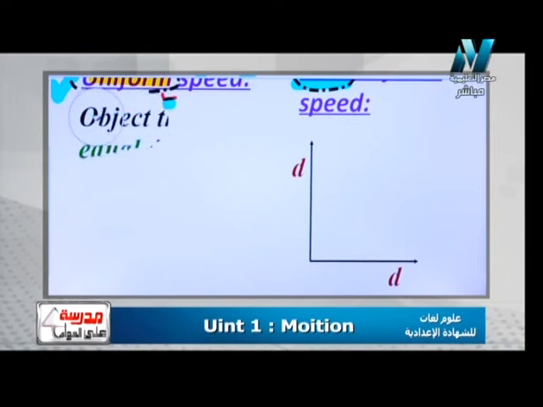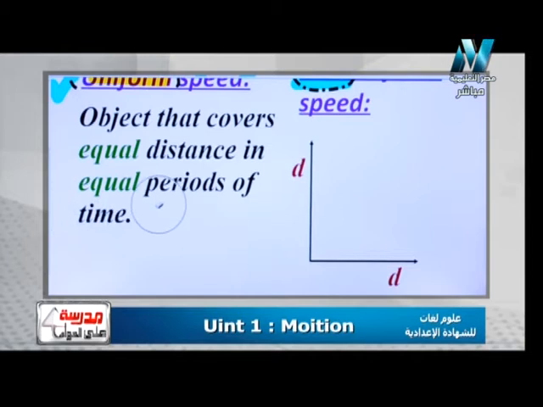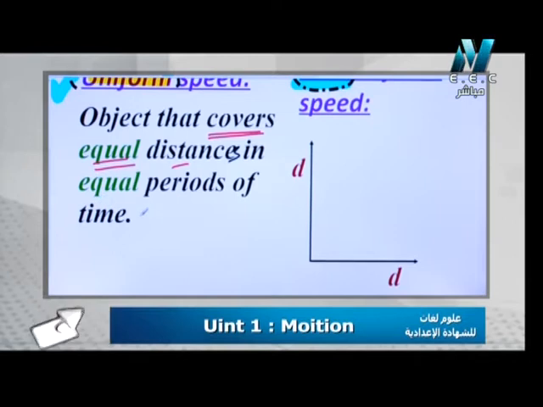So here we have an object. When I am asked what is meant by regular speed, it is an object that covered equal distance in equal periods of time. So here the body or the object covers equal distances, مسافات متساوية, in equal periods of time or equal time intervals, في فترات زمنية متساوية.